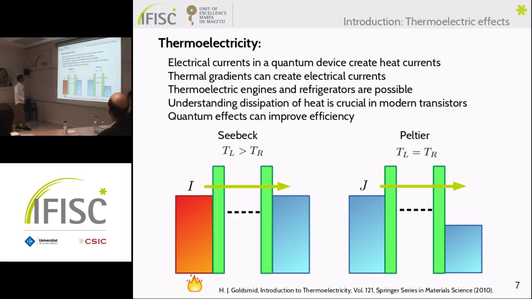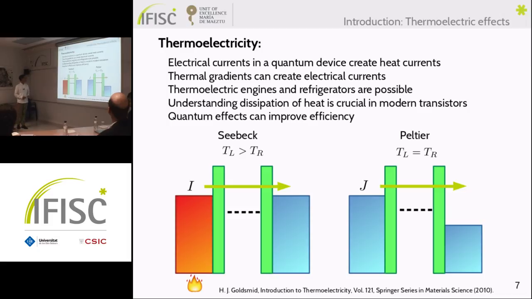Also, it's very important to talk about thermoelectricity. As you have seen in the title, it's about charge and energy transport, and the interplay of the two is called thermoelectricity. And thermoelectricity means two things: that you can create a charge current by applying a temperature gradient, which would be reminiscent of the Seebeck effect, or you can create a heat current by applying a voltage bias, which would be reminiscent of the Peltier effect.